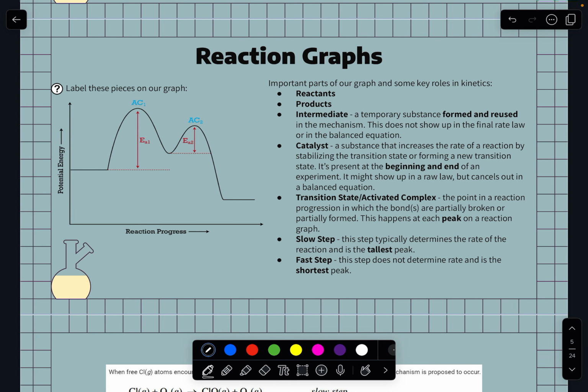Okay, so for these reaction graphs, we need to know each part of it. So we're gonna label this graph. I'm just gonna put letters. You can do letters if you want, or you can write out the whole thing, but I don't have enough space to write out the words, E, F, and G.